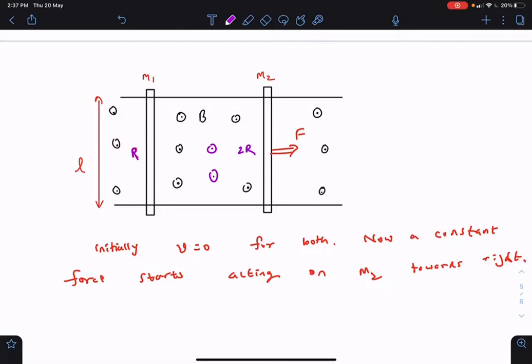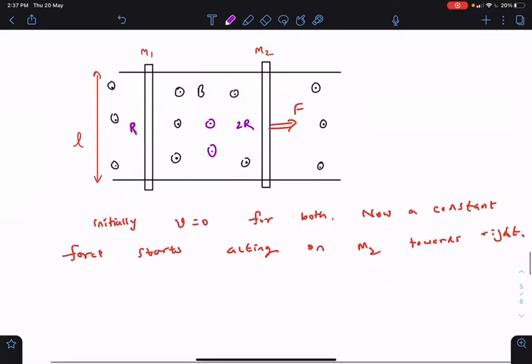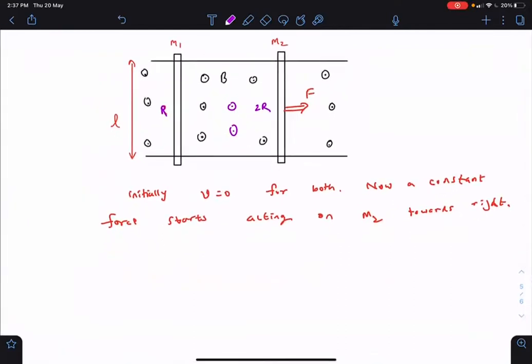Now, initially, who will have more acceleration, M1 or M2? Initially M2, sir. M2 is having more acceleration, and M1 is having less acceleration. Who gains more velocity? Obviously, the one which is having more acceleration. M2, sir. So V2 is greater than V1. Okay.